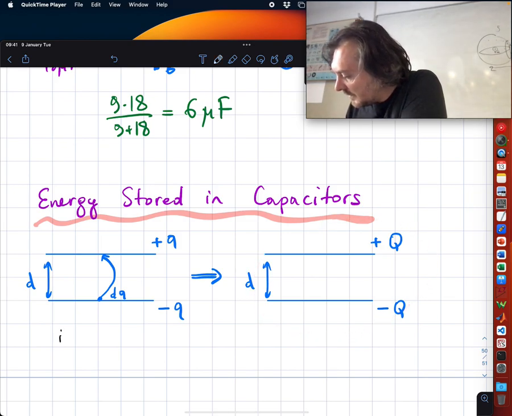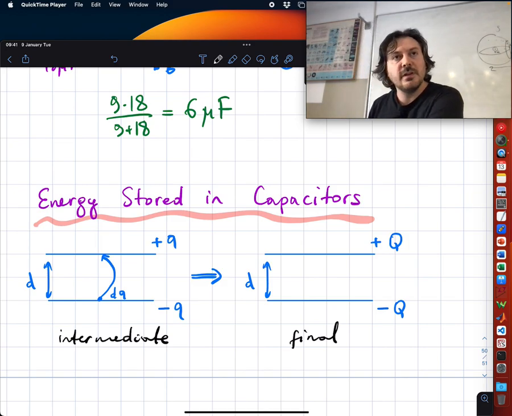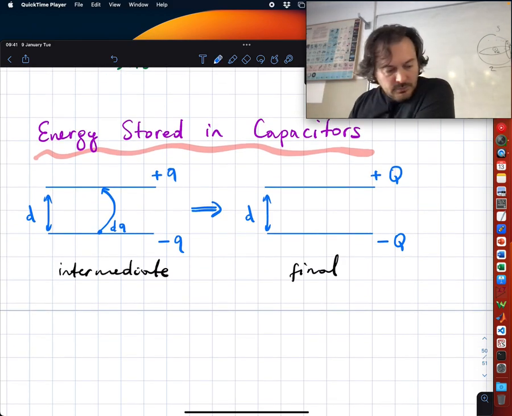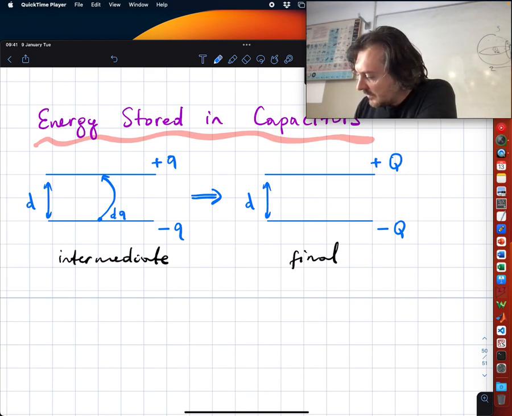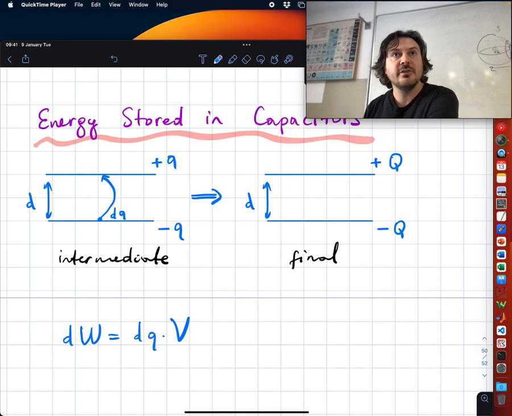Let me just write, this is the intermediate stage, this is the final stage. And we are wondering what is the energy, potential energy of the final state. And initial state where it is 0, potential energy is set to 0. So, good. Can I write that the work done to transfer this dq from here to here is dq times v, the potential difference at that particular situation?